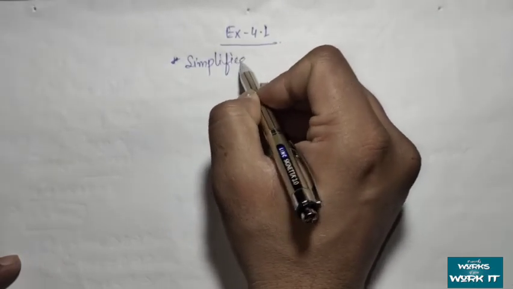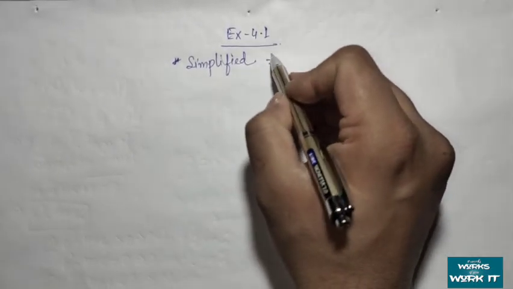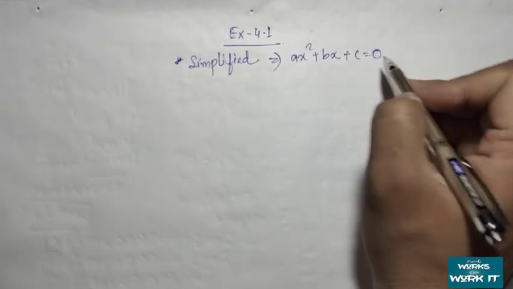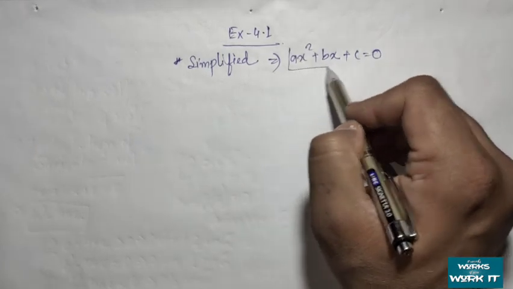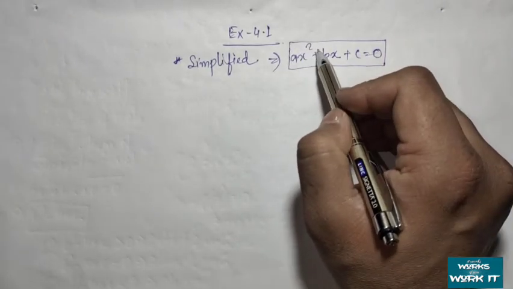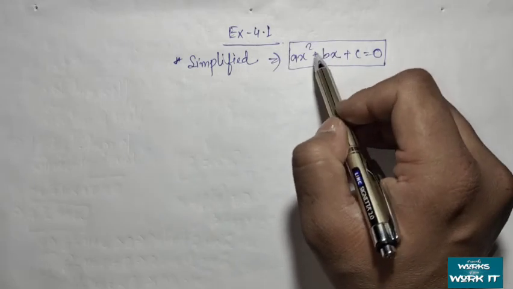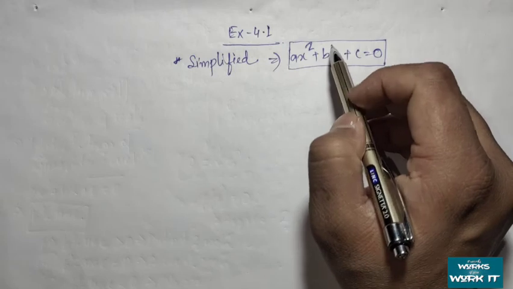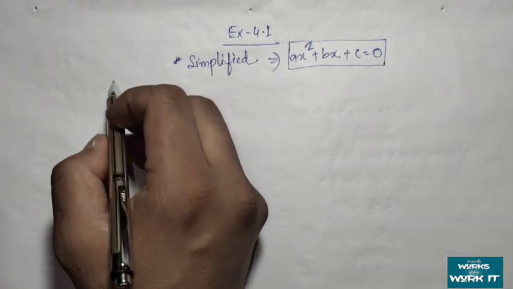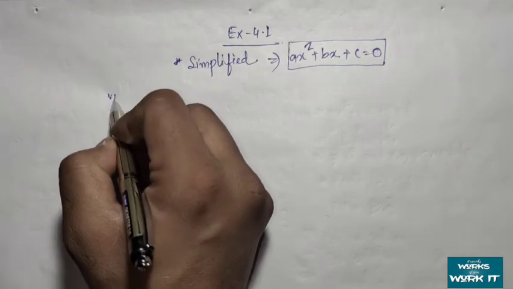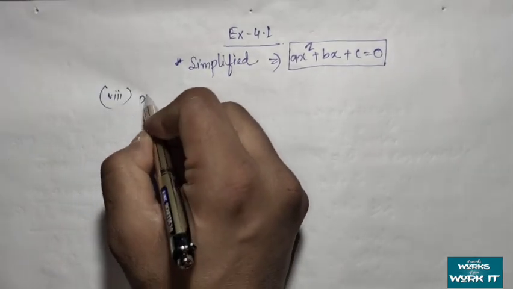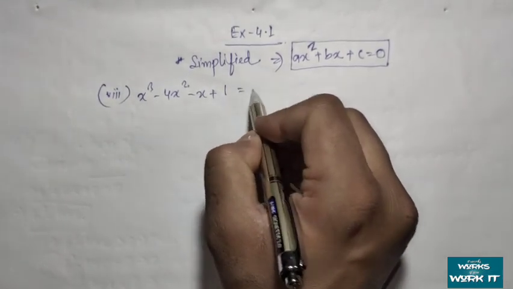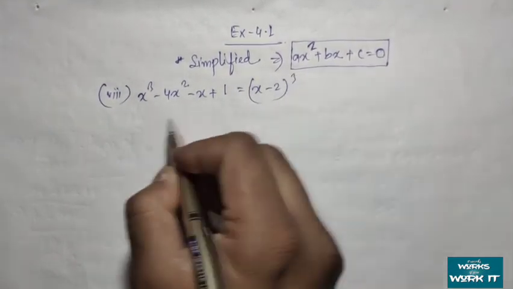It needs to be simplified in order to have the standard form of a quadratic equation, that is ax square plus bx plus c equal to 0. So the main thing we have to understand from this is that we need degree 2. In the above variable, the degree has to be 2. If I take any question from Exercise 4.1, say question number 8: x cube minus 4x square minus x plus 1 equal to x minus 2 whole cube.